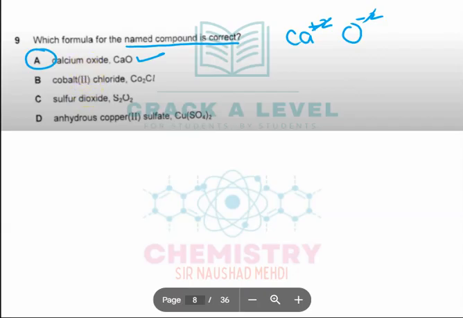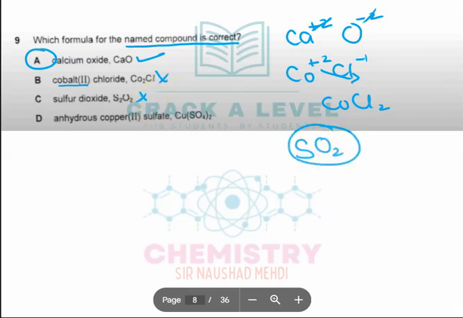Okay. Why not the other options? For example, cobalt(II) chloride. Cobalt(II) means cobalt has a charge of +2. Chlorine is in group 7, -1. So if you cross multiply, you'll get CoCl2. So it's incorrect. Sulfur dioxide means 2 times oxygen, so it would be SO2. This is also incorrect. Anhydrous copper(II) sulfate. Copper(II) means +2 and sulfate, you all know, is -2. So you'll get CuSO4. So this is also incorrect. So option A is the correct answer.